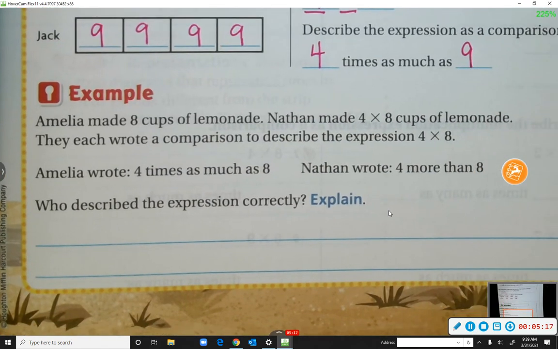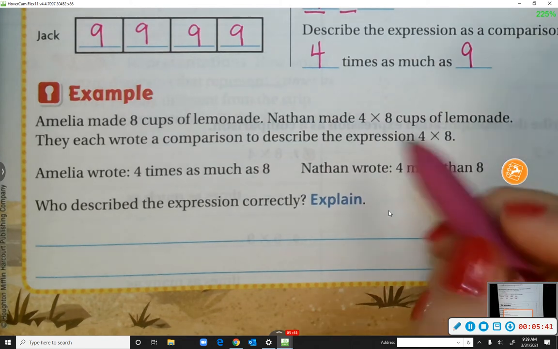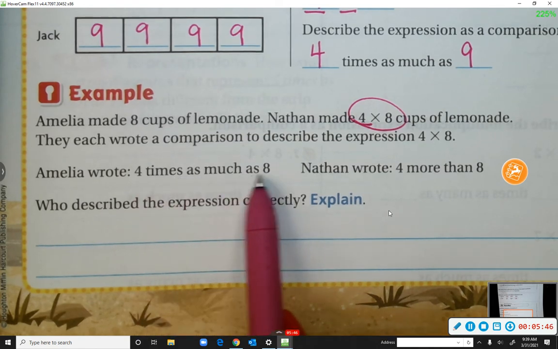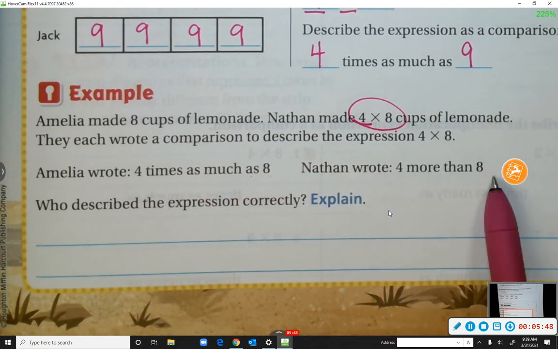Amelia made 8 cups of lemonade. Nathan made 4 times 8 cups of lemonade. They each wrote a comparison to describe the expression 4 times 8. Amelia wrote 4 times as much as 8. Nathan wrote 4 more than 8. Who described the expression correctly? Okay, so what do you think? If it's 4 times 8, would we write the expression 4 times as much as 8 or 4 more than 8? What do y'all think?